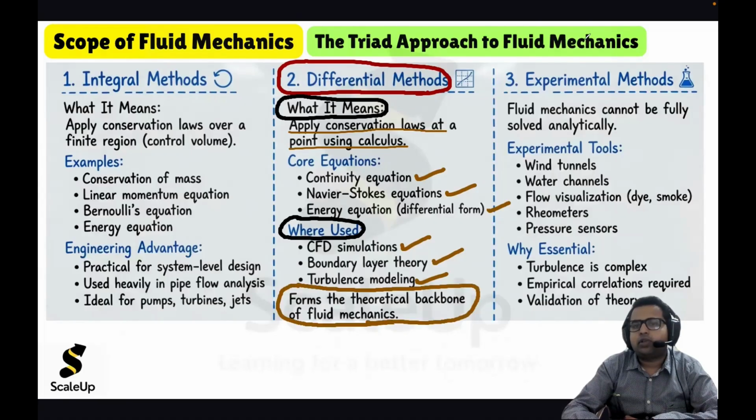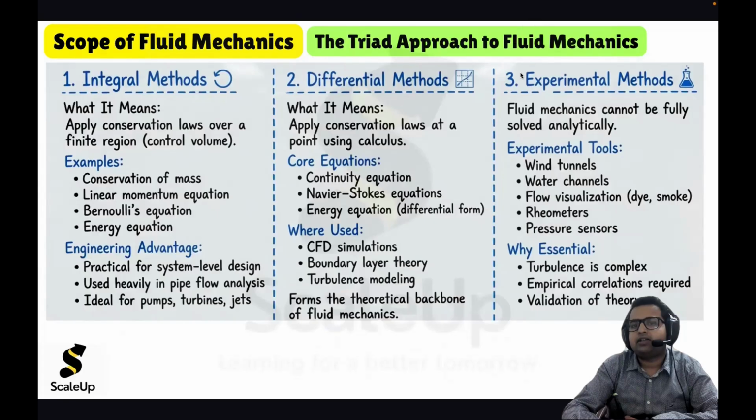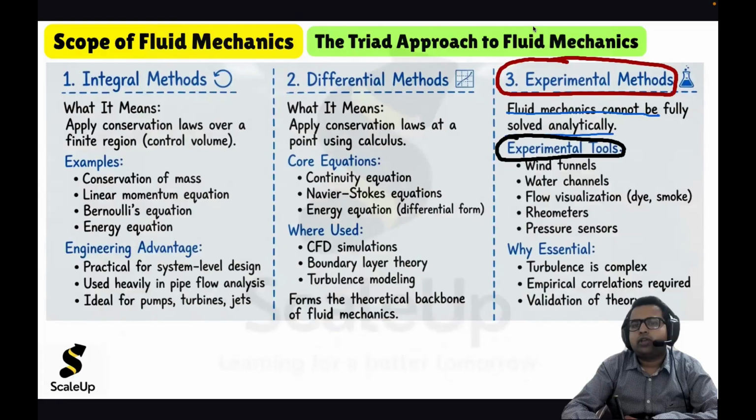Now we have the third approach, and that is the experimental methods. The idea is that fluid mechanics cannot be fully solved analytically. Experiments also play a very important role, so we will make use of experimental tools. In experimental methods, we make use of wind tunnels, water channels, flow visualization like dye and smoke, rheometers, and pressure sensors.